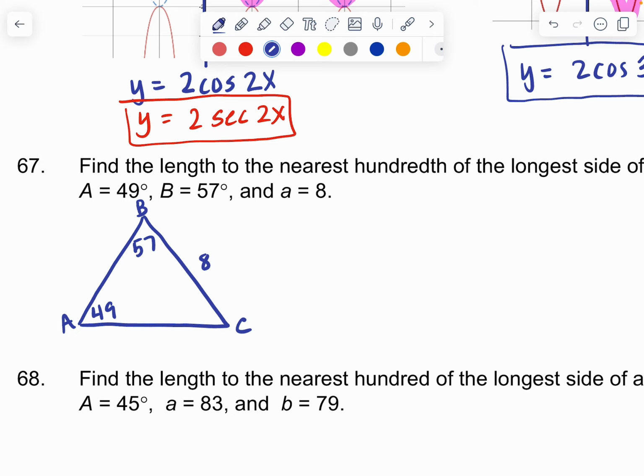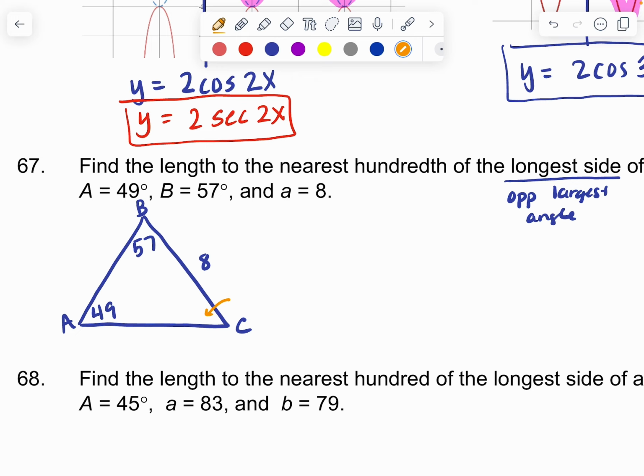Now, in order to find the longest side, remember the longest side is always opposite the largest angle, right? But I don't know what the largest angle is because I don't know what this angle is, but I can find it really quickly just by subtracting 180 minus the other 2, right?